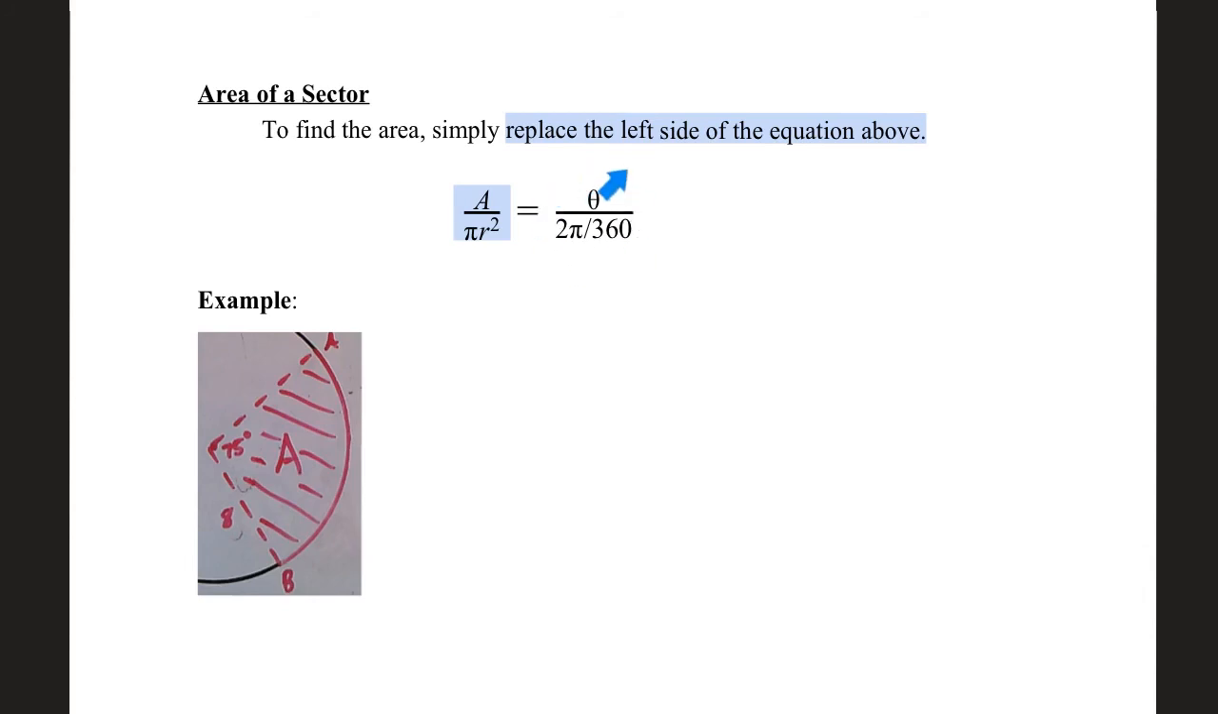And the same rule applies over here. Theta and the bottom number must match depending on what unit you're in. All right, so I want A over pi times my radius in this one, 8 squared, equals, my theta is in degrees this time, 75. So that means I need to use 360 on the bottom. Again, cross multiply, and then we're going to solve.